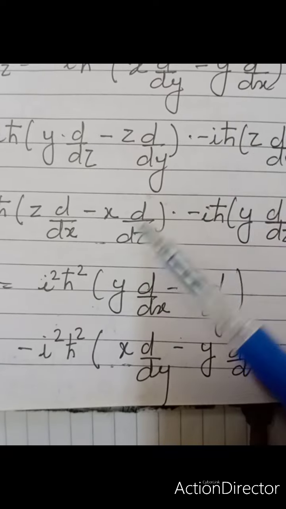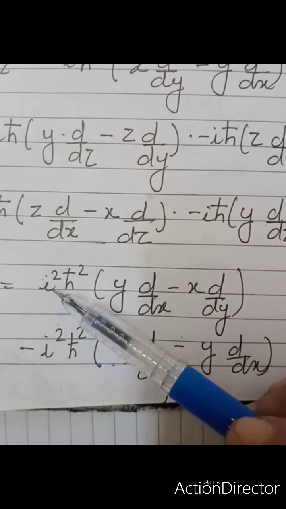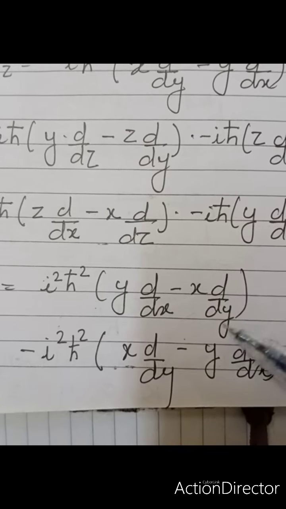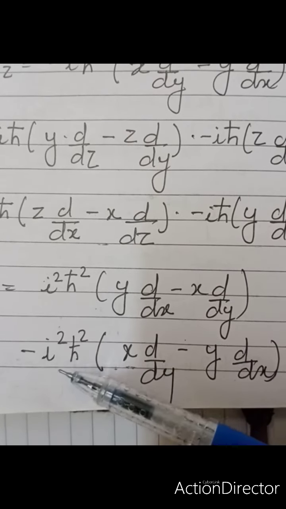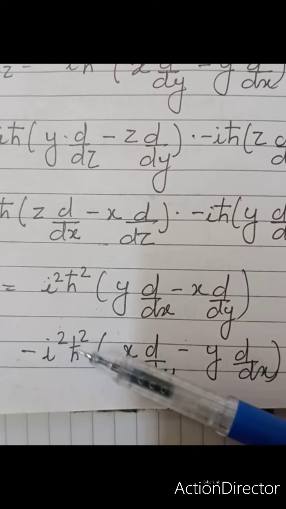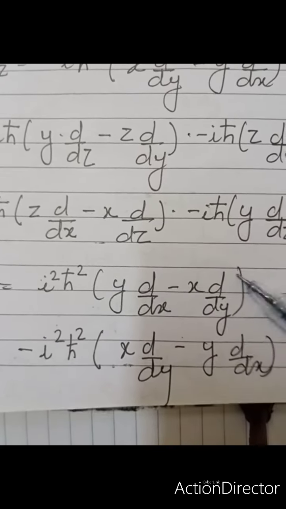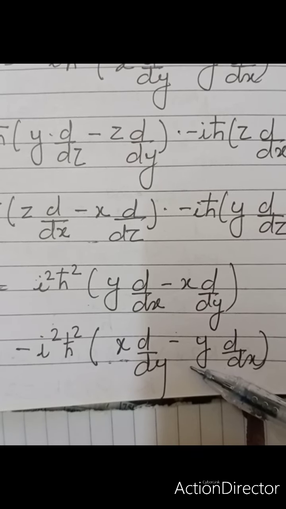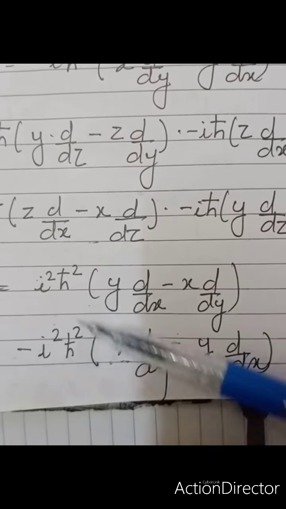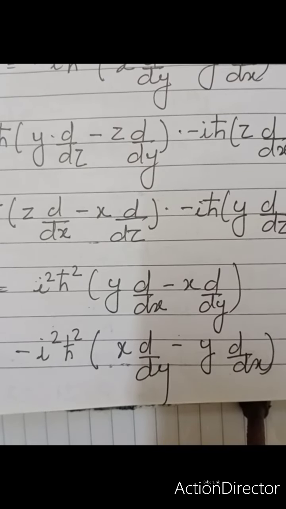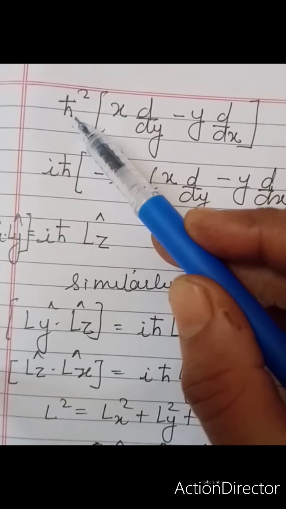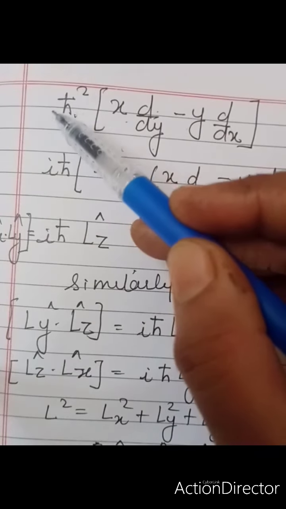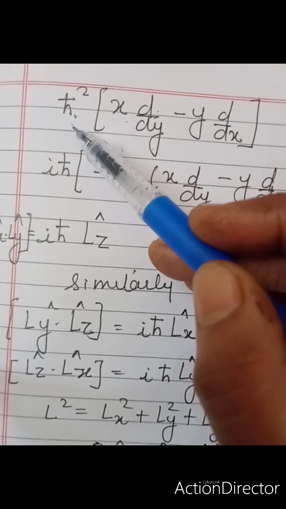On further solving it, half of this will get cancelled. What I am left with is i square h cut square y d by dx minus x d by dy, or I can write it as minus i square h cut square, this side and this side. This is just a rearrangement. Now i square has a value of minus 1, so it becomes plus h cut square. So I am getting h cut square x d by dy minus y d by dx.